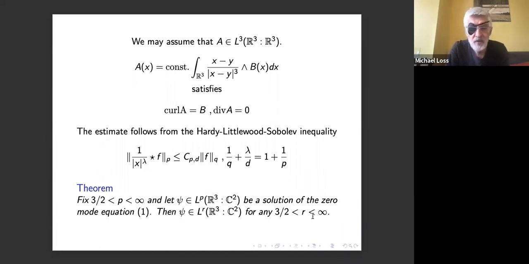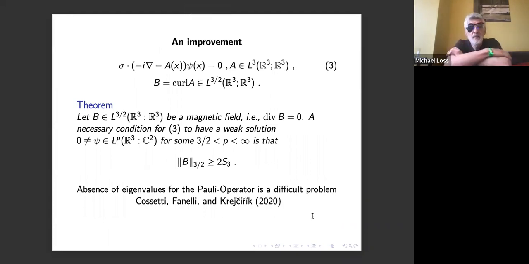So anyway, here is then an improvement. We talk about a zero mode solution. So the A is in L3, the curl B is in L3/2, we have sigma dot minus i grad minus A psi equals 0. And that's the theorem. B is a magnetic field with div B equals 0. A necessary condition for this equation to have a weak solution in LP for some P bigger than 3/2 is that the 3/2 norm is greater or equal to twice the Sobolev constant.